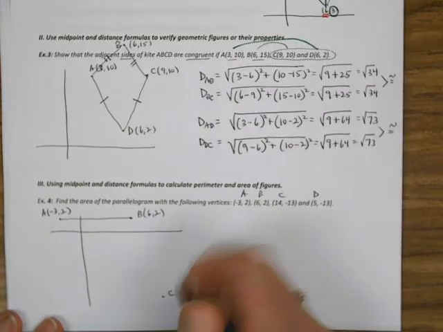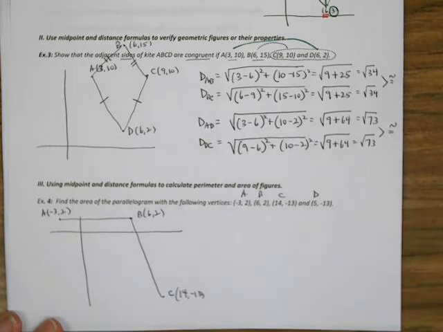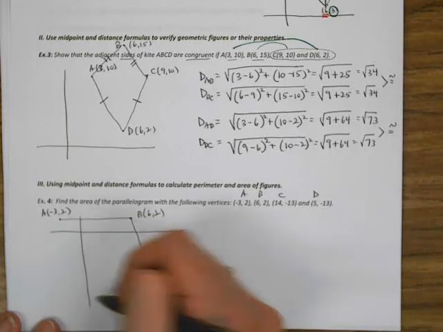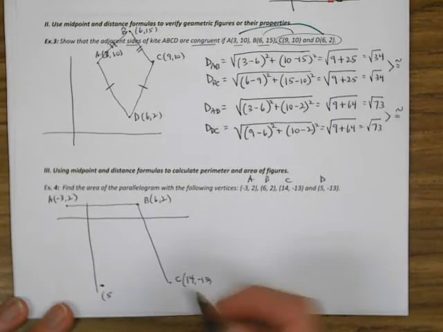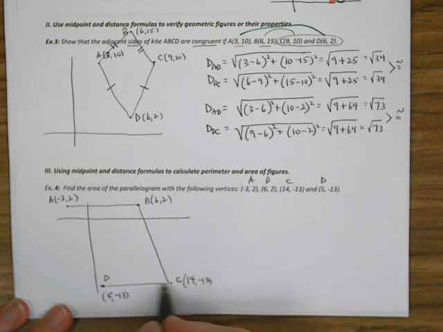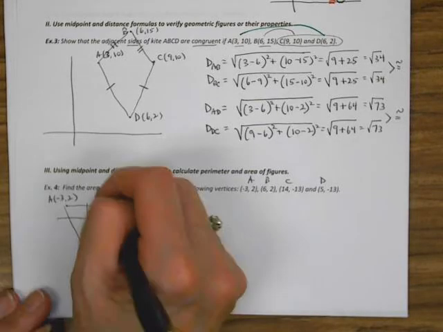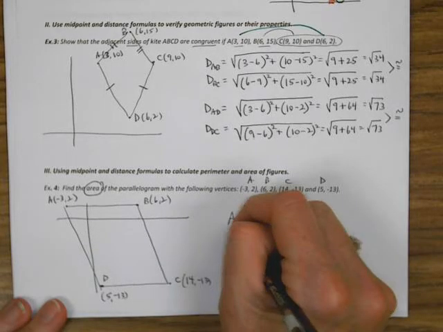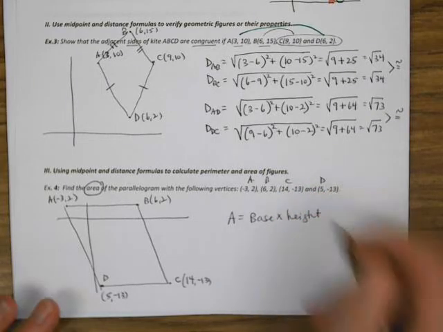Am I still on the screen here? 14, -13. And then 5, -13 would be somewhere back here. Trying to make it look like a parallelogram. Okay. It wants the area, so now you've got to dig back to chapter 11. The area of a parallelogram is the base of the parallelogram times the height of the parallelogram.